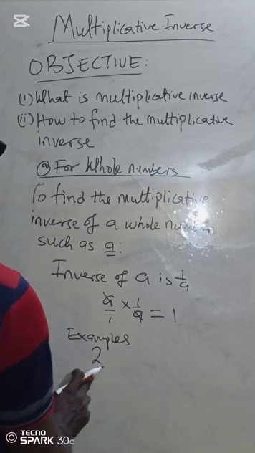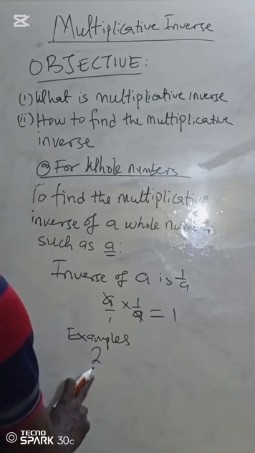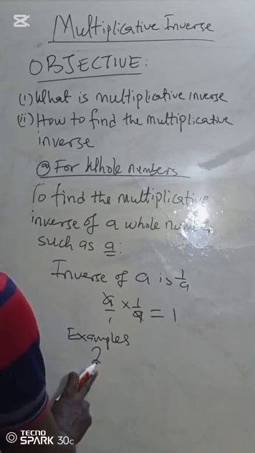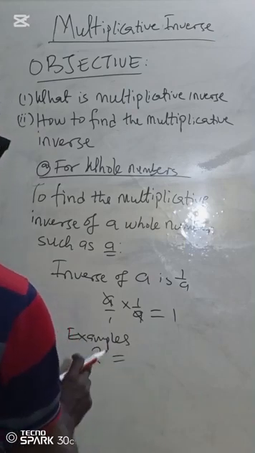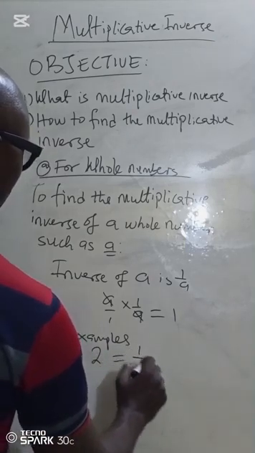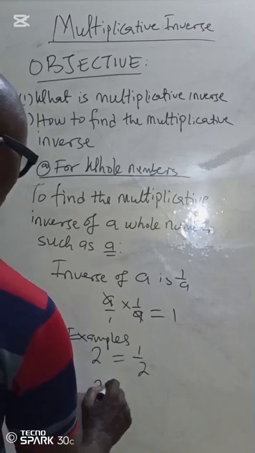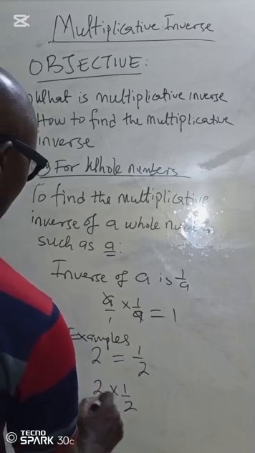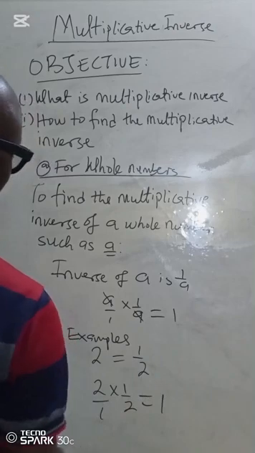What is the multiplicative inverse of 2? The multiplicative inverse of 2 is 1 over 2. So, if I multiply 2 by 1 over 2, my answer will be 1.